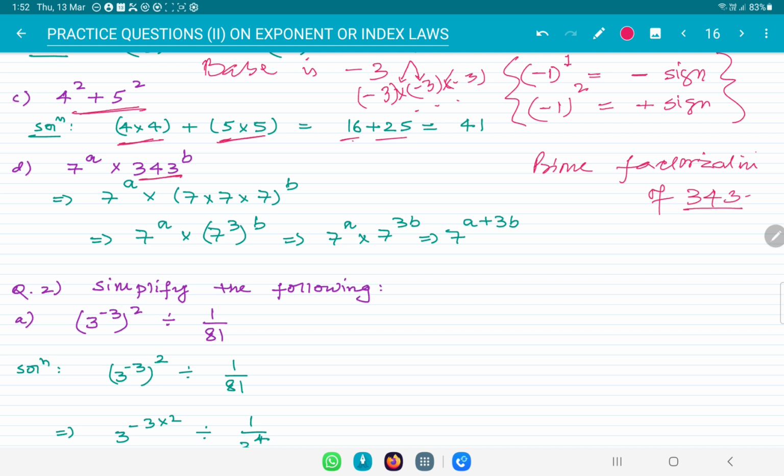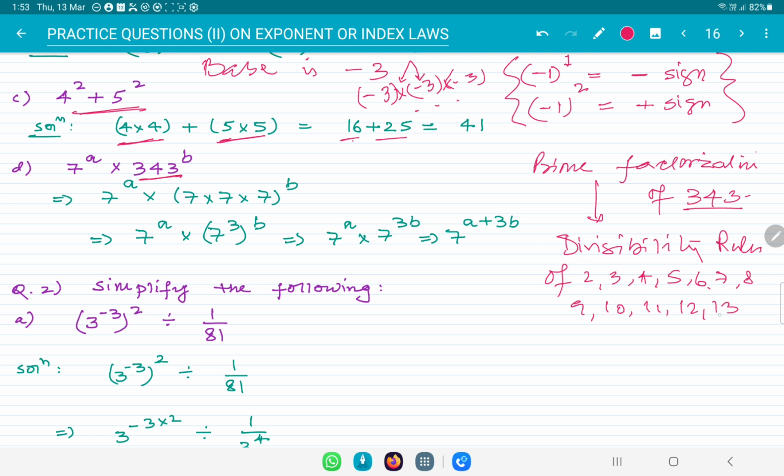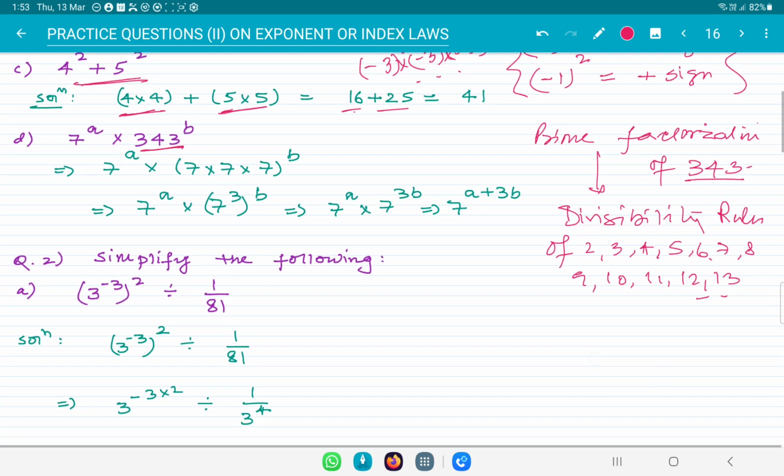Again I will say that for prime factorization, you first have to know the different divisibility rules. For doing prime factorization, see the divisibility rules of 2, 3, 4, 5, 6, 7, 8, 9, 10, 11, 12, 13, like this. If you do up to 13, it is enough. Then you can do the prime factorization of any number.